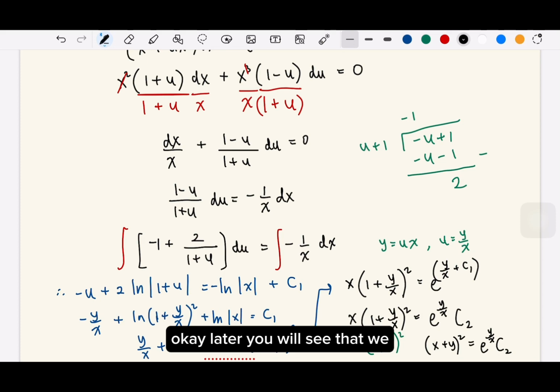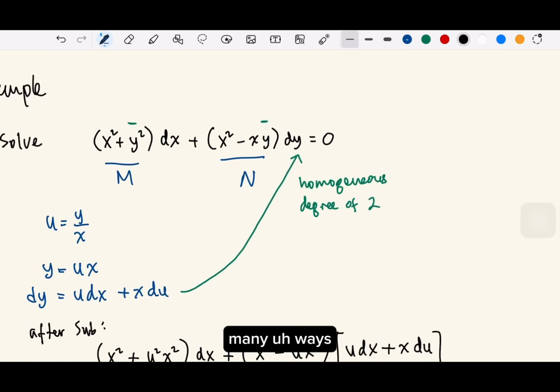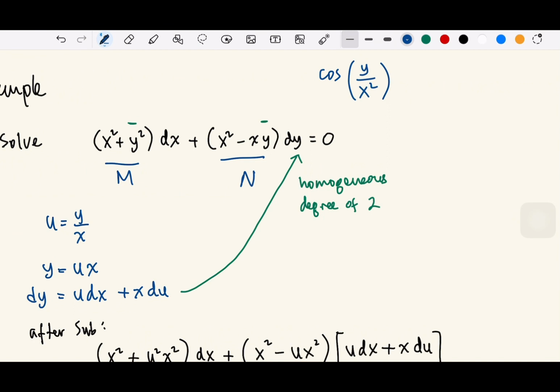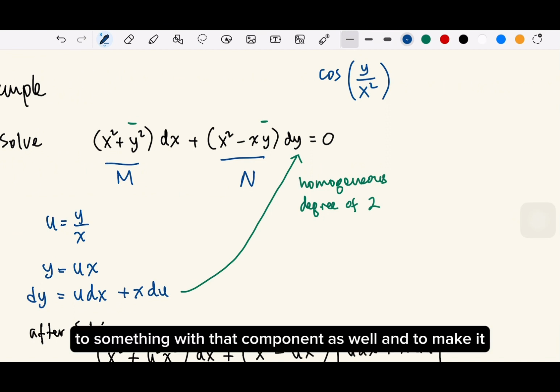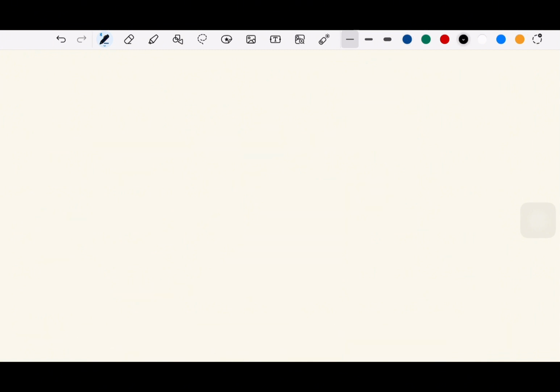Okay, later you will see that we can substitute in many ways. For example, if we have cosine of y over x squared, then we can try to substitute with that component as well, okay, to make it easier to solve.